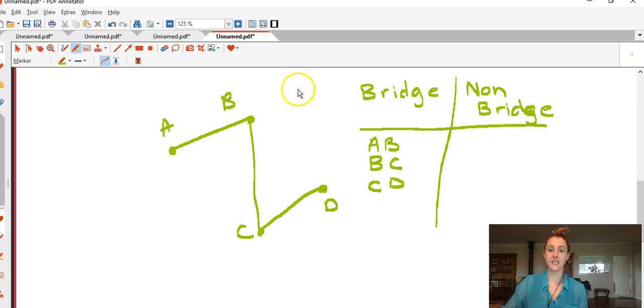So we can see that each of those edges there are vital to keep this graph connected, which means that all 3 edges are in fact bridges. So hopefully that makes sense. And next we actually move on to adjacency matrices.